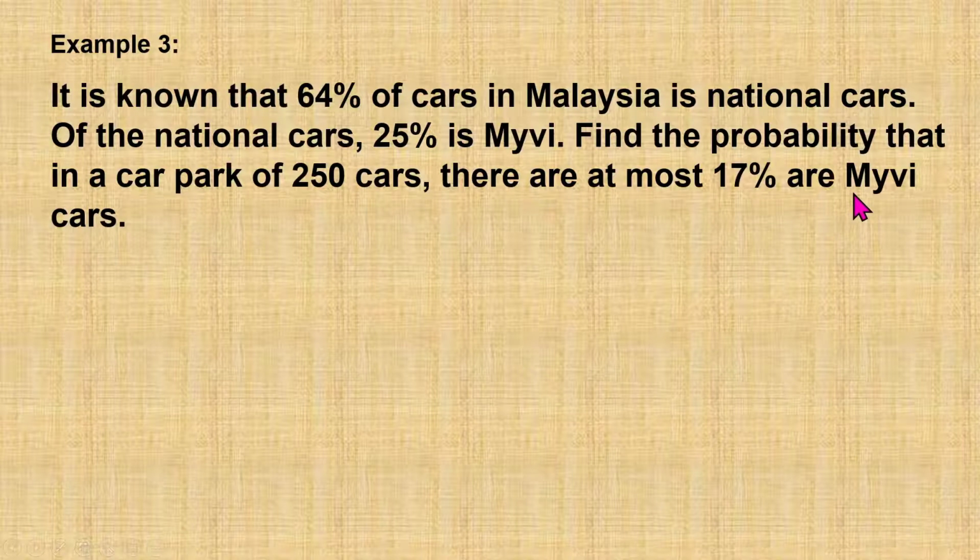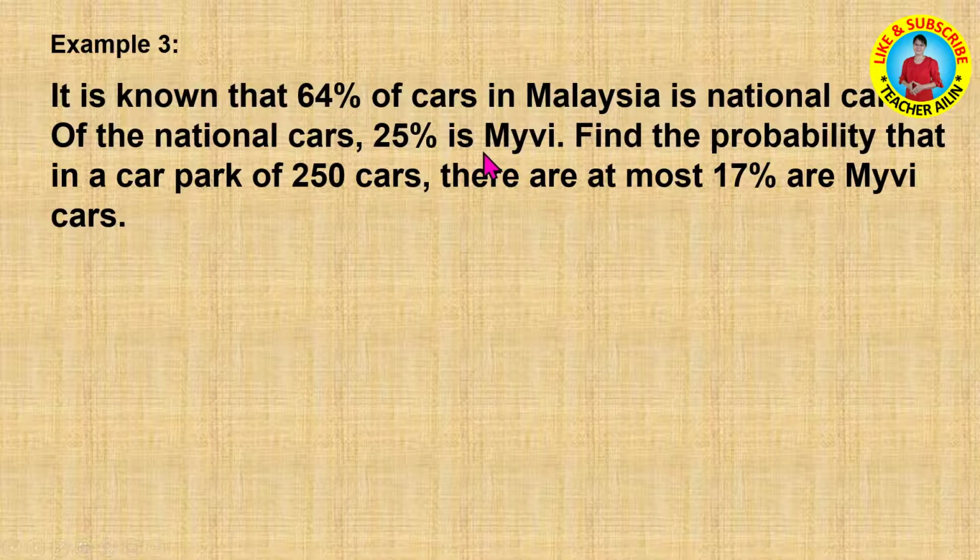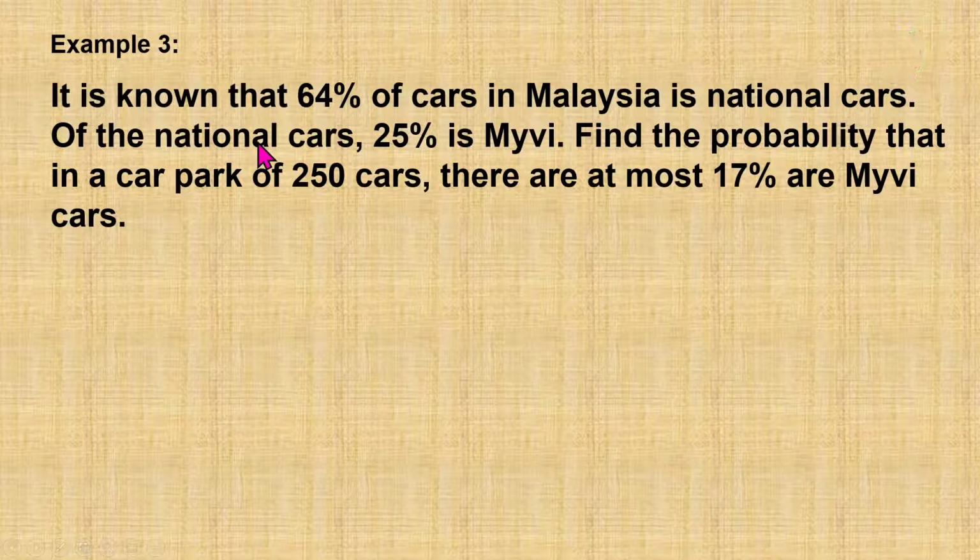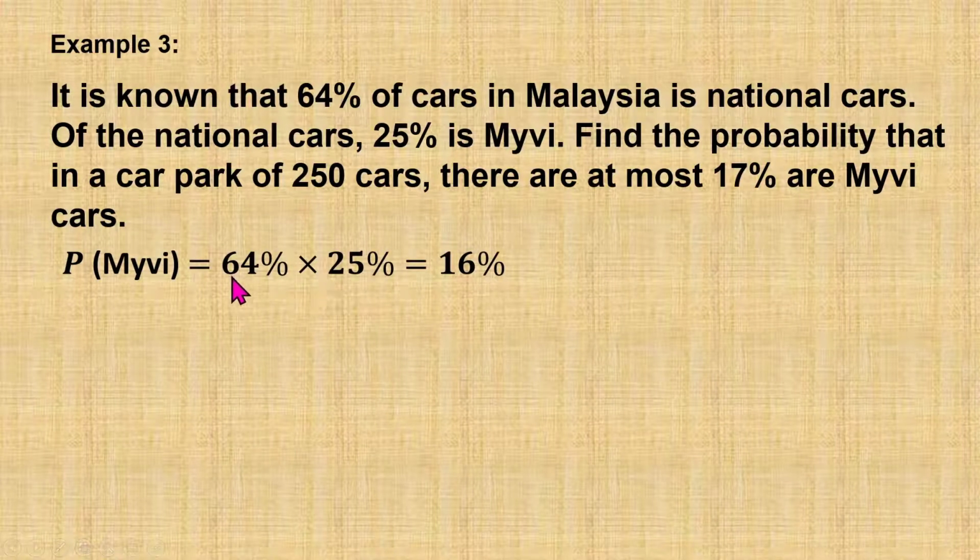Then to calculate the population proportion of Myvi, please do not directly take 25% as the population proportion, because from the question, 25% of the national cars are Myvi. So 25% is only part of the national cars. In order to get the population proportion, we should use 25% times 64%, that is 16%. So the population proportion for Myvi cars is 0.16.